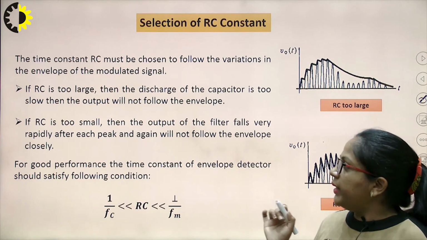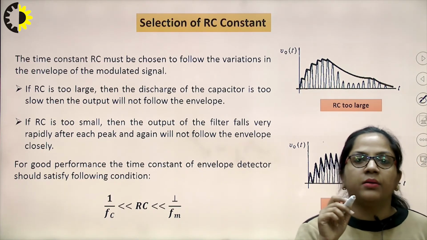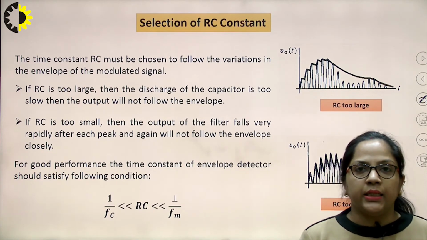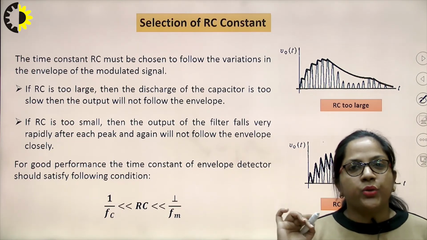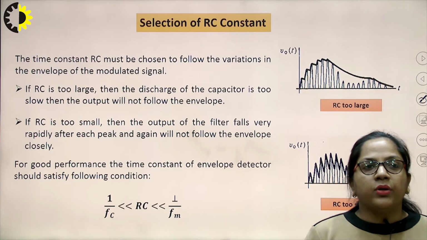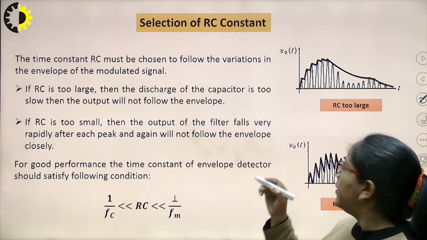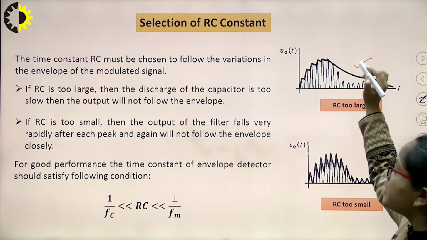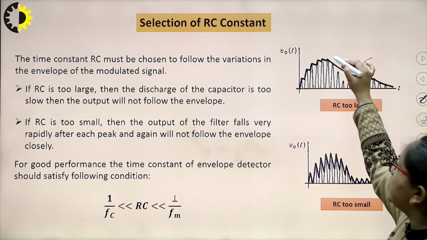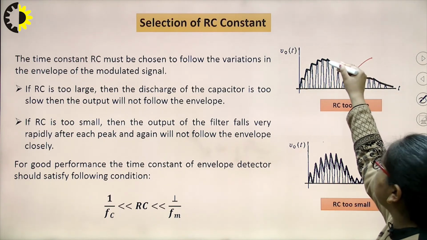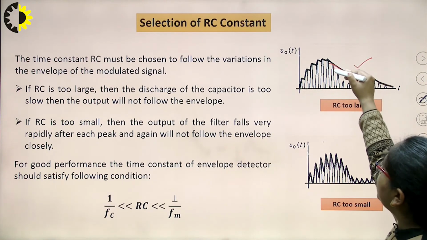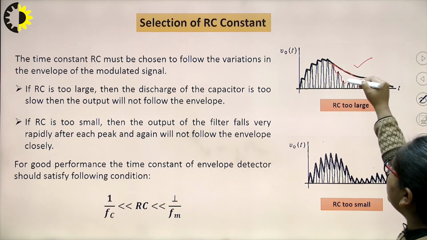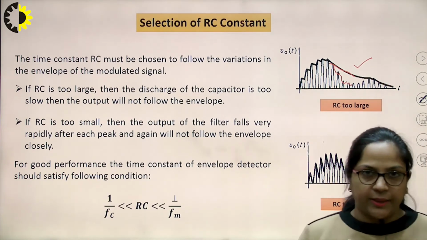If we select the value of the component RC too large, then the discharge of the capacitor is too slow, and the output will not follow the envelope like this. If RC is selected too large, then the discharging of the capacitor, that is this one, is too slow and it will not be able to capture or follow the envelope properly.